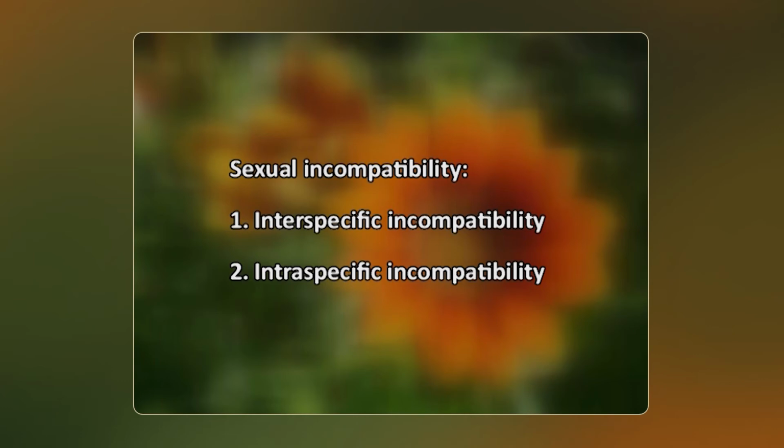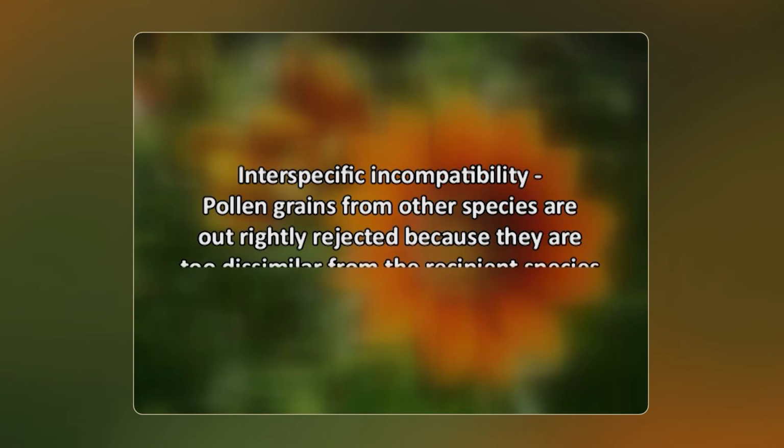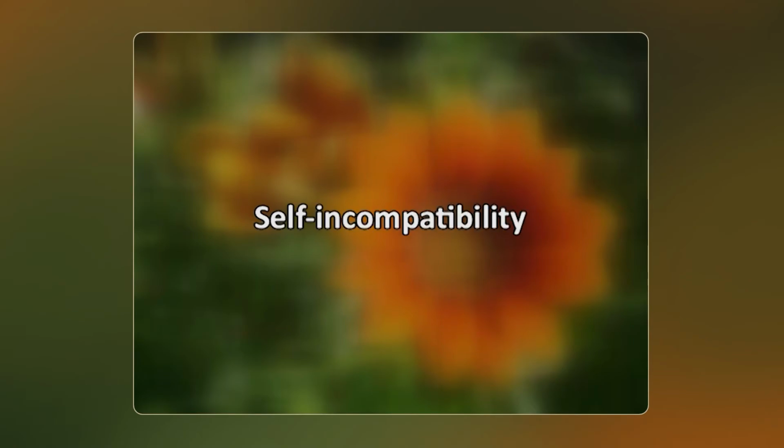intraspecific incompatibility. In interspecific incompatibility, the pollen grains from other species are outrightly rejected because they are too dissimilar from the recipient species. The interspecific incompatibility is polygenic and is controlled by many genes. The second mechanism is intraspecific incompatibility, also called self incompatibility.